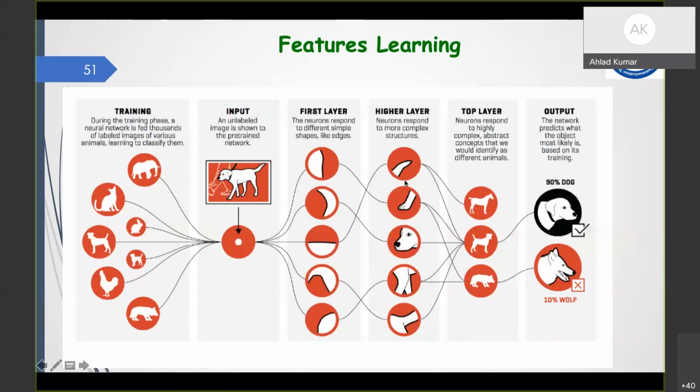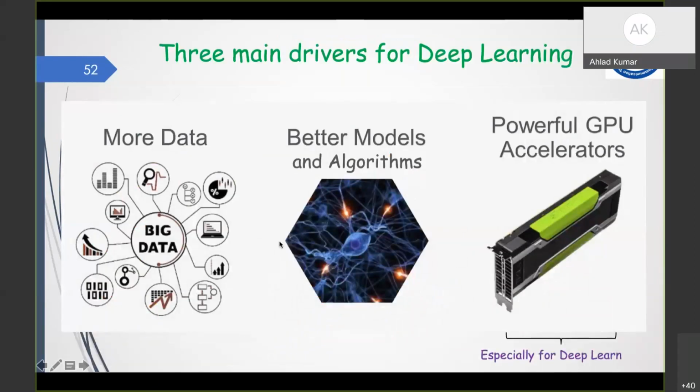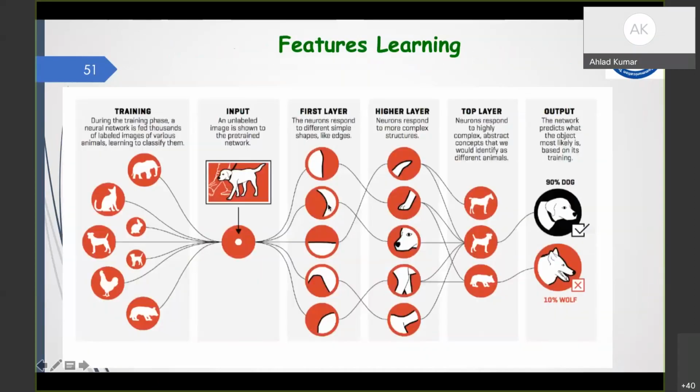So basically, all the higher layers will be having more complex features in their hidden layers, and the lower layers will be having simplistic features in it. These simplistic features will be combined to form more complex features. Finally, in the top layer, you will be able to identify which animal it is. So that is the beauty of using neural networks.